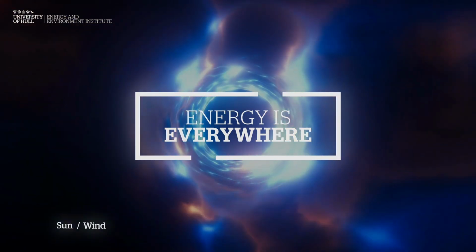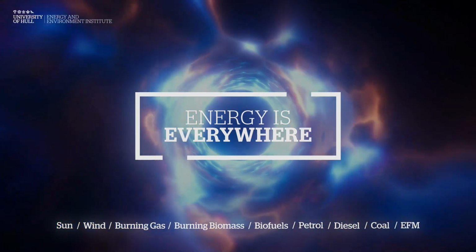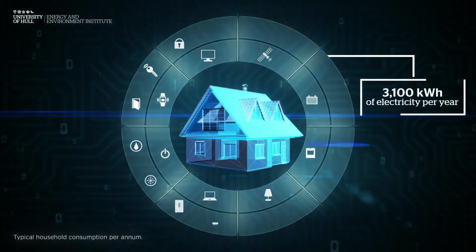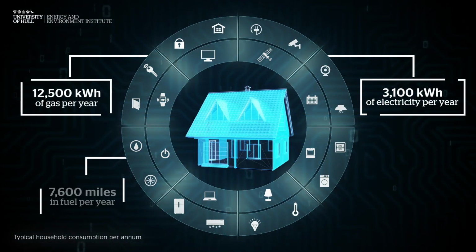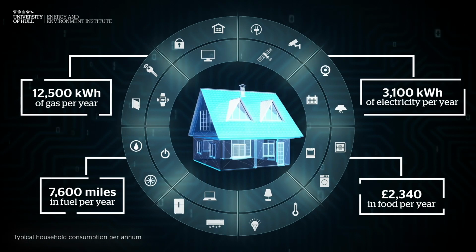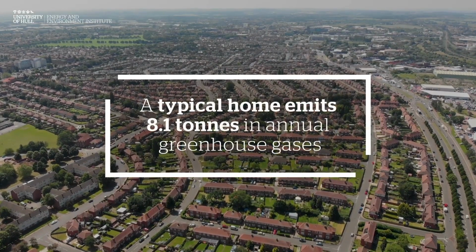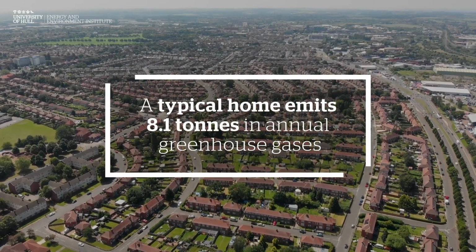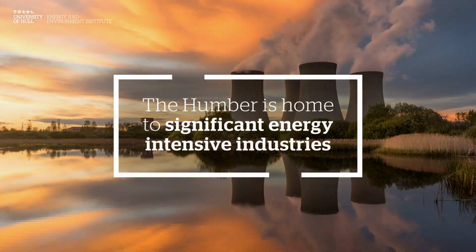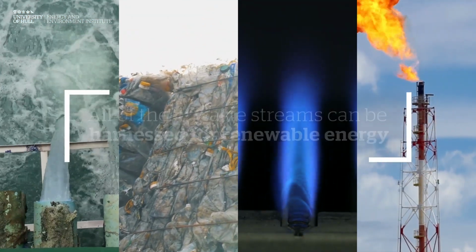Energy is everywhere. It comes in many different forms, from many different places, and there are many ways to generate it. Think about you and your home. How much electricity, gas, and fuel we use and waste. How much food we consume and throw away. Our homes are constantly full of plastic, packaging, and non-recyclable products, meaning a typical home emits 8.1 tons of annual greenhouse gases, adding to our ever-growing climate problem. Then let's consider industry. The Humber is home to energy-intensive industries that rely on fossil fuel and generate a lot of wasted energy.